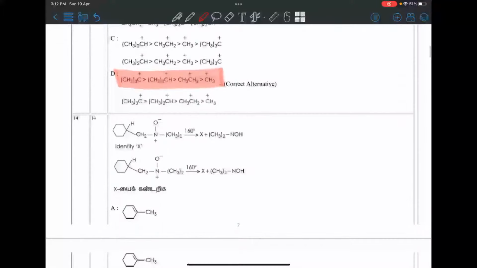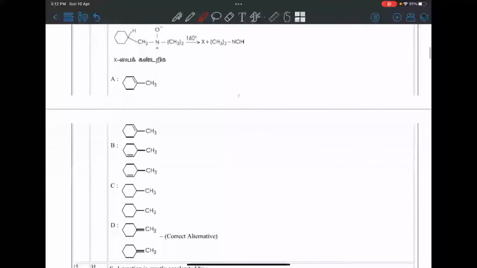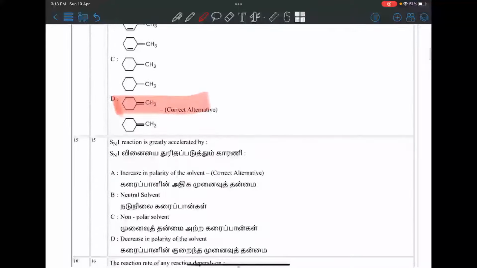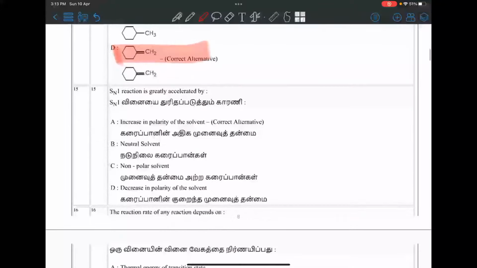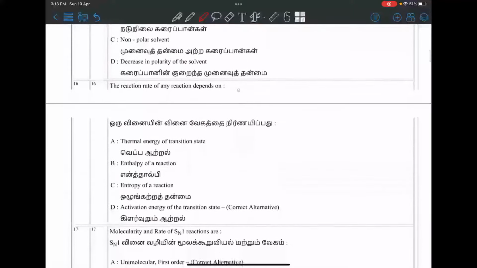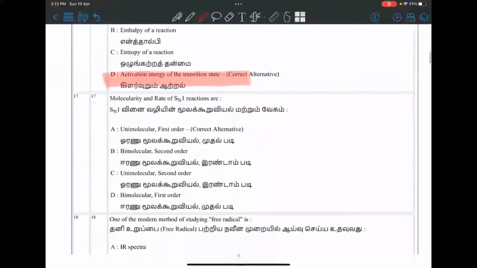14th one, இதில் ஒரு ஈக்குவேஷன் கொடுத்துக்கிறாங்க. இதுக்கு வந்துட்டு option D correct answer. SN1 reaction is generally accelerated by increase in polarity of the solvent. Option A. The reaction rate of any reaction depends on activation energy of the transition state.